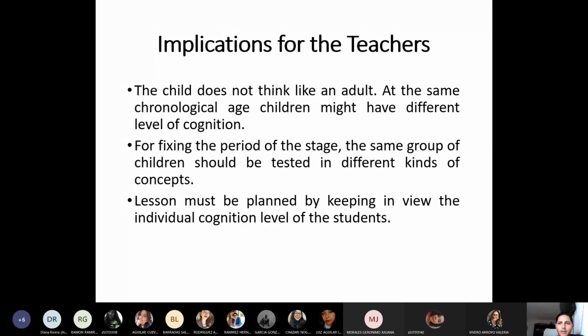More implications for you to take into consideration: the differences between contexts, between a child and adults. Working out with the specific stages, to have guidelines for your activities, and they have a lot, especially when you are a beginner regarding teaching. Lessons must be planned by keeping in view the individual cognition level of the students. More than characteristics which are included, learning styles, etc. You also take into consideration these stages and social construction of the capacities.